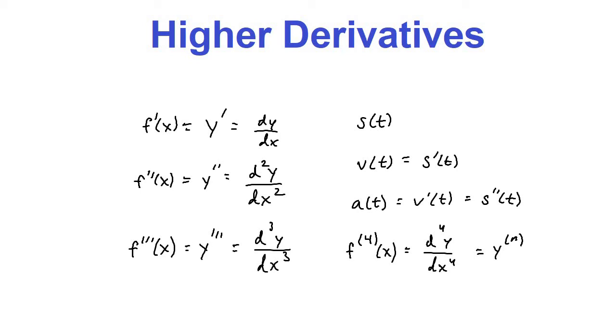So let's take a look at higher derivatives. Now what we have been doing so far is that we've been deriving only once and we've been finding the first derivative. So now with higher derivatives we're basically deriving over and over again to find things like the second derivative, the third derivative, the fourth derivative, and so forth.